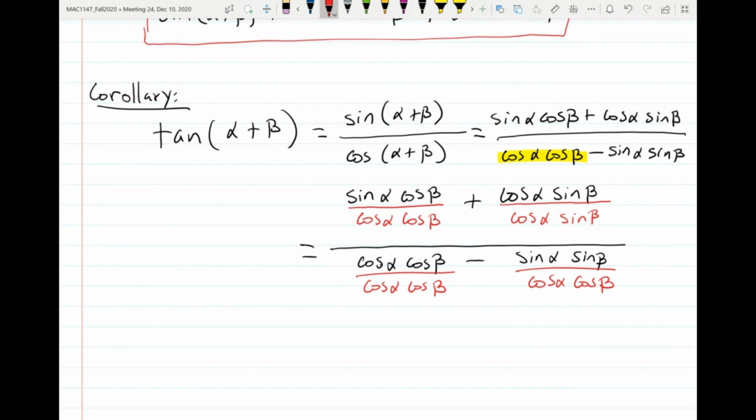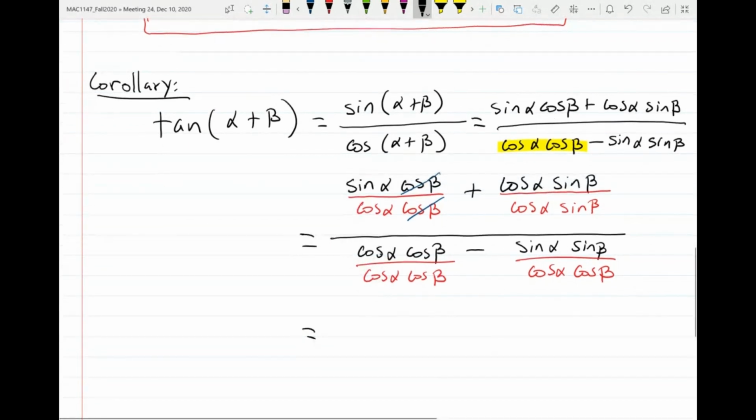Okay, so we divide top and bottom by cosine of alpha times cosine of beta, and the reason why we did that is apparent now. Notice that in here, the cosine of betas cancel out. So what are we left with? In the first term on top, we have sine of alpha over cosine of alpha. What is that equal to for the first term? What's sine over cosine?